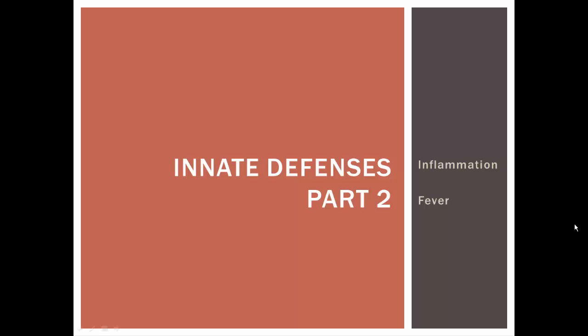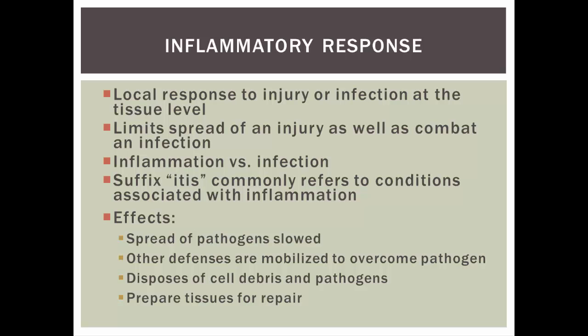In the second half of our discussion on innate defenses, we're going to put all the stuff we learned in the first part about the cells and the chemicals together and talk about inflammation. And then just end this lecture on fever, including its benefits and its harm. So an inflammatory response is basically a local response to injury or infection at the tissue level.